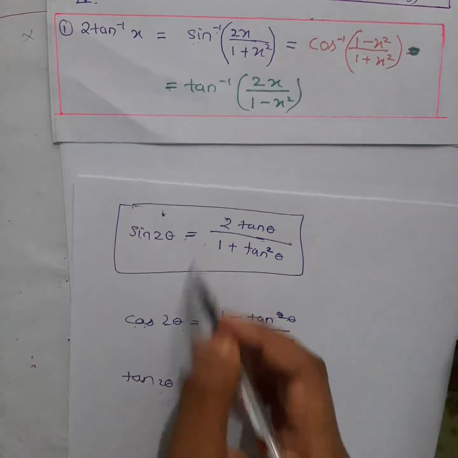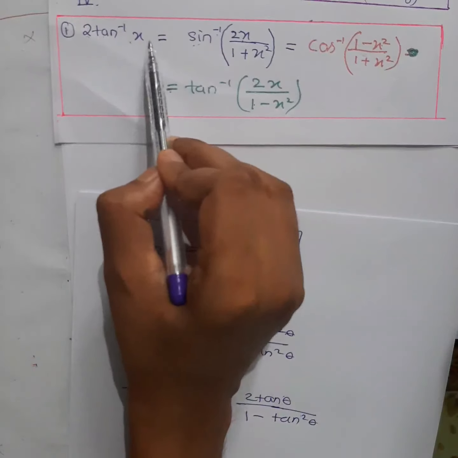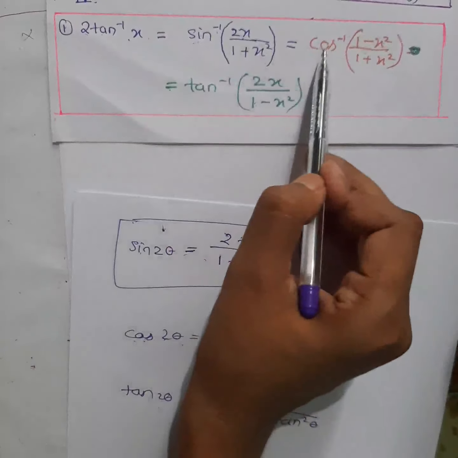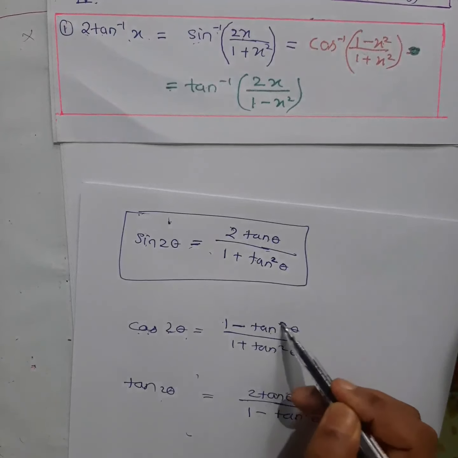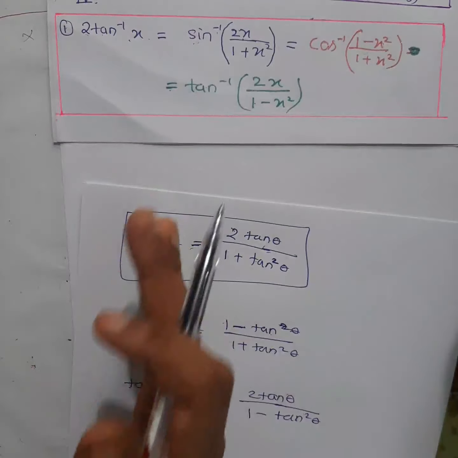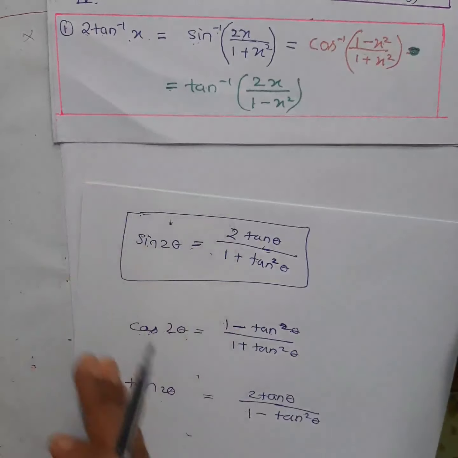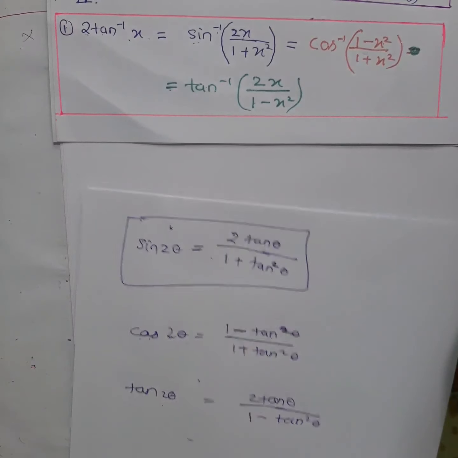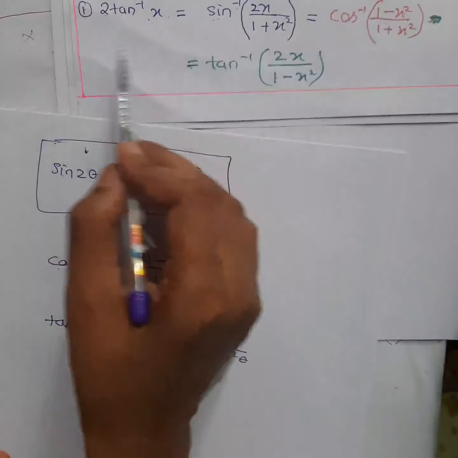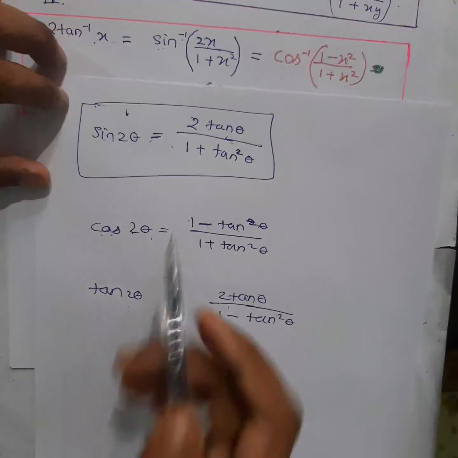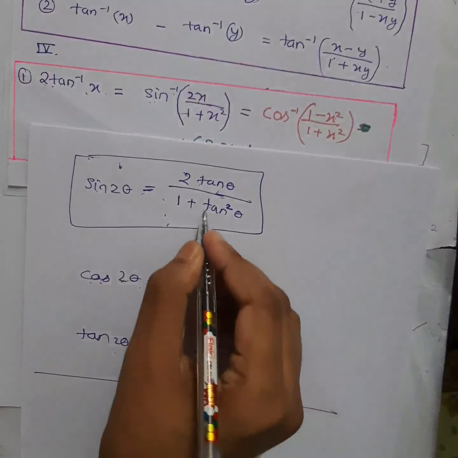Okay, so from these 3 formulas I will derive these 3. 2 tan inverse x is equal to sine inverse of this one, cos inverse of this, tan inverse of this. On the right side all are tan, and on the left side you can see sine, cos and tan. So this tan inverse I will convert into sine inverse, cos inverse and tan inverse. Everything I will make in terms of inverse, and you will see the formula will be derived automatically. So first let's derive the first one.